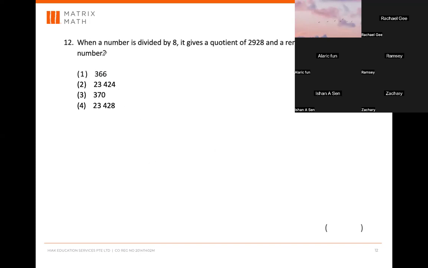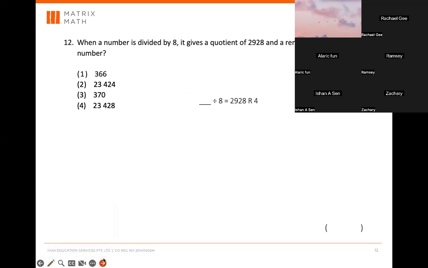Question 12. When a number is divided by 8. Okay. So what we have here is this number. When you divide it by 8, it gives you a quotient of 2928 and a remainder of 4. Okay. So you need to work backwards. You're finding this number. So isn't it that this number has to be big? Okay. So how do we work backwards to find this number?